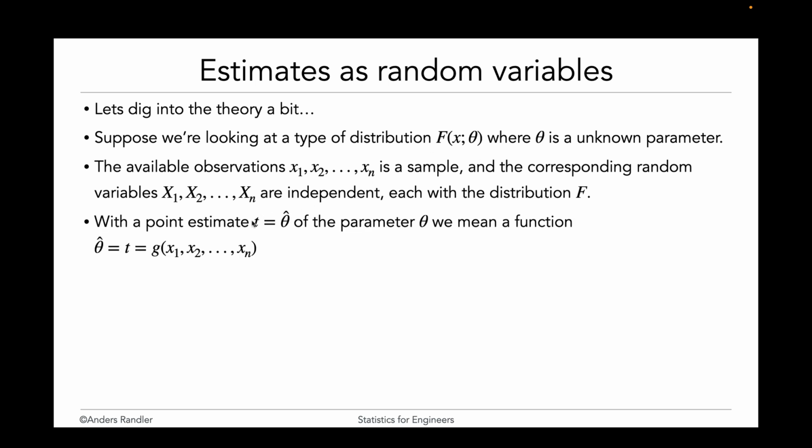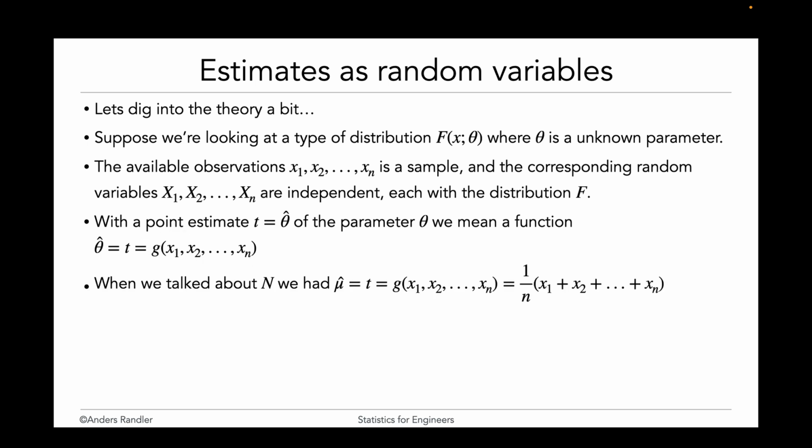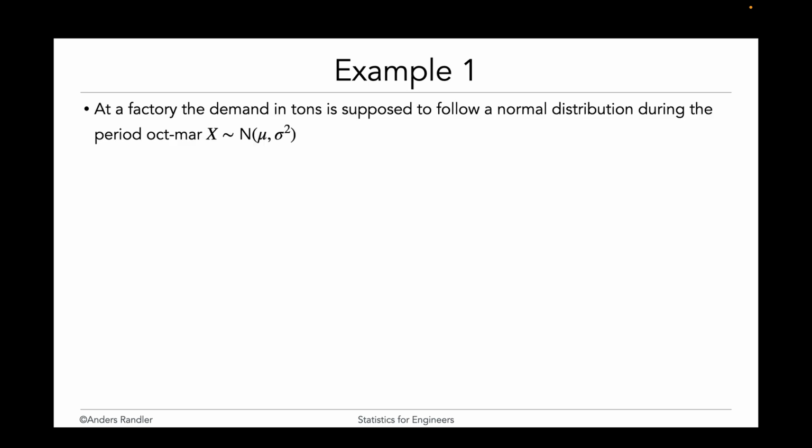With a point estimate, t, of this parameter, we mean some kind of function that is based on x1 to xn. When we talked about the normal distribution, for instance, we did this kind of point estimate of the expected value, and our function in that case was just this, a basic mean value calculation. So if you think about this, our basic case with the normal distribution, this thing on top kind of makes sense.